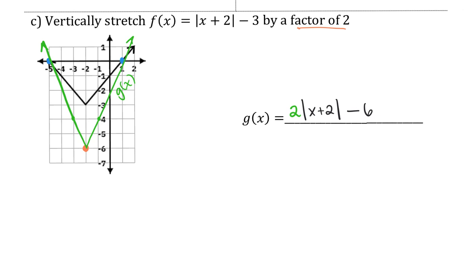Okay, so if we start with the original function, which was this one, and when I stretch it by 2, I'm multiplying the y values by 2, so the whole thing gets multiplied by 2. Okay, now we cannot distribute a 2 to an absolute value, so I just keep it in the front. But I can distribute the 2 to the number at the end, which is how I got the -6. Okay, now that we know we can graph it for sure, let's try to do this without the graph.